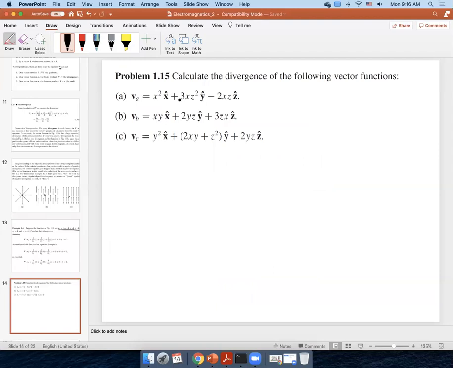Now, let's see some other examples. Calculate the divergence of the following vector functions. I'll give you some time to calculate, let's say, function A. Let's calculate the divergence of the function A. I'll pause the video, and when you finish the calculation, please continue the video. Now let me pause it. Okay, now I suppose you finished. Now let's do the A question together.